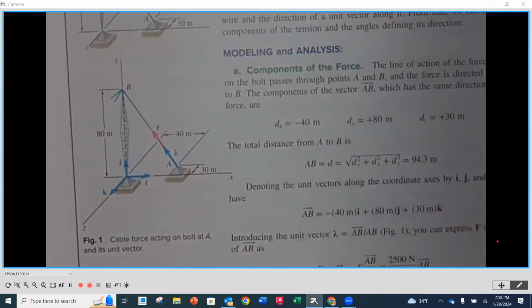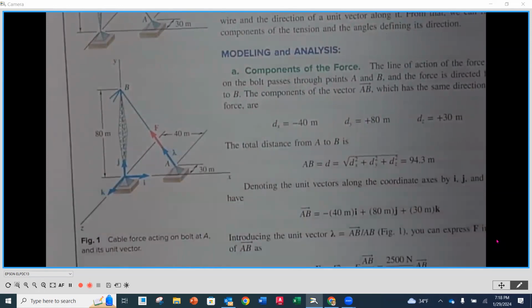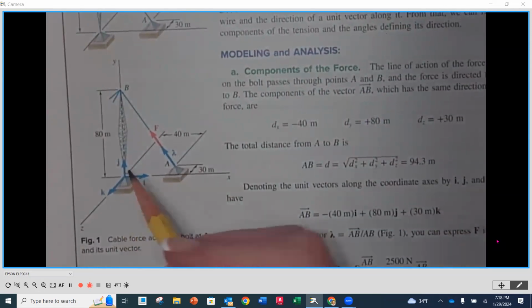So the strategy that we're going to take here is to look at these distances along where the coordinates are. We're going to find that we have a dx, a dy, and a dz. And these are all going to be measured from the 0, 0, 0.